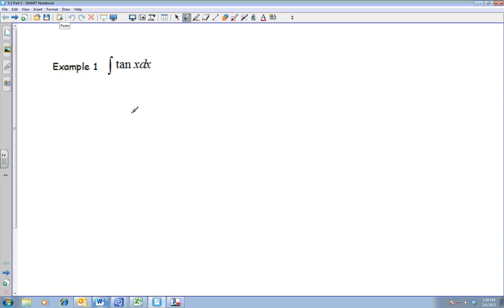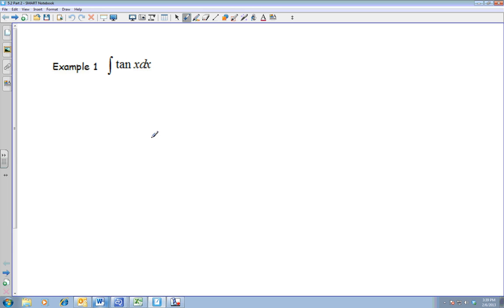Okay, this is the second part of lesson 5.2, and basically what this lesson is about is they're going to show you how to integrate your other trig functions. Right now, really the only trig functions that we know how to integrate are sine and cosine. So this is going to show you how they came up with the antiderivatives of the rest of those trig functions. Okay, so the first one we're going to start with is the integral of tangent x.